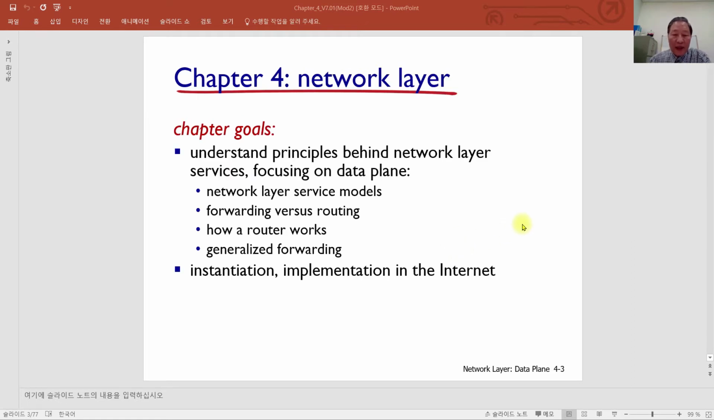Okay, network layer. This one is chapter goals. After learning this network layer chapter, we will understand the principles behind the network layer services, focusing on the data plane. It explains the network layer service models, forwarding versus routing, the main difference between them, how a router works, and the generalized forwarding scheme. We learn some example instantiation and implementation in the internet.